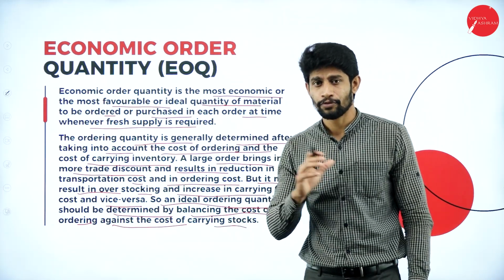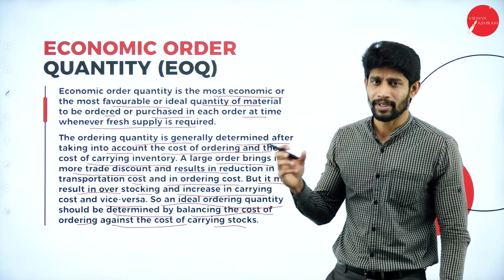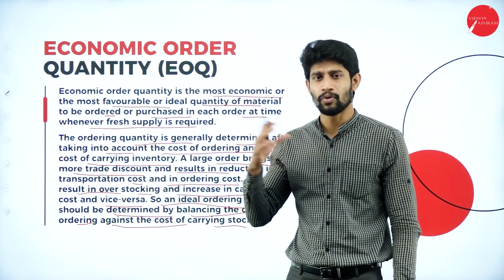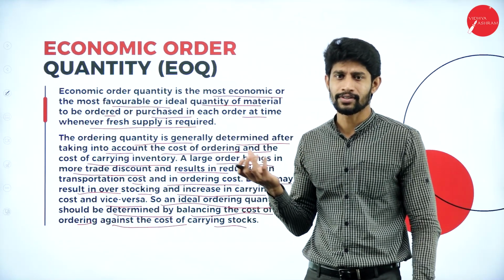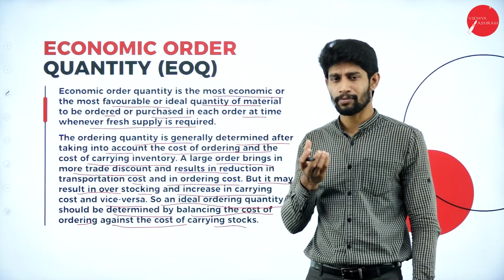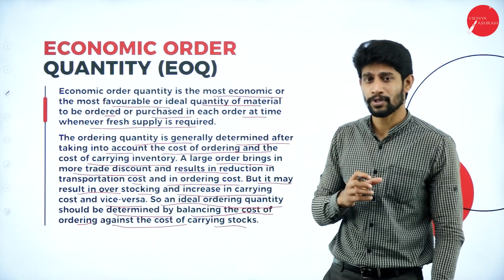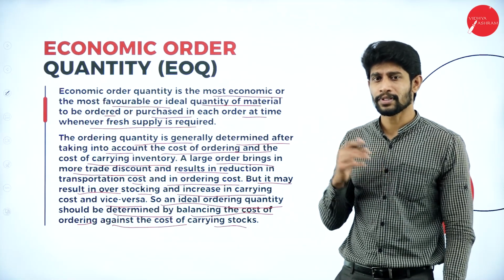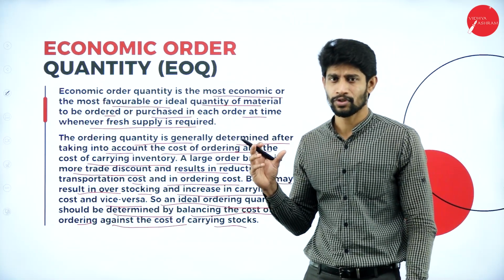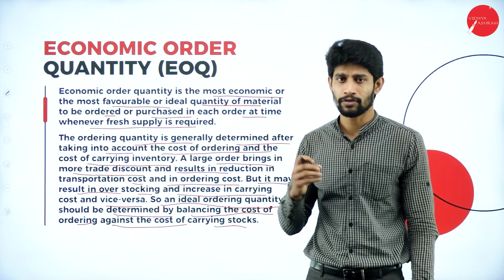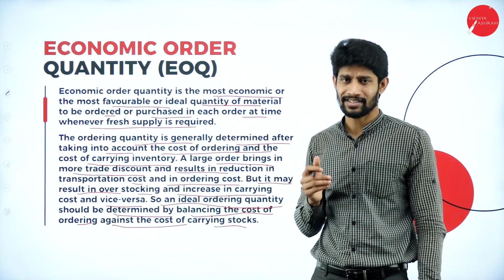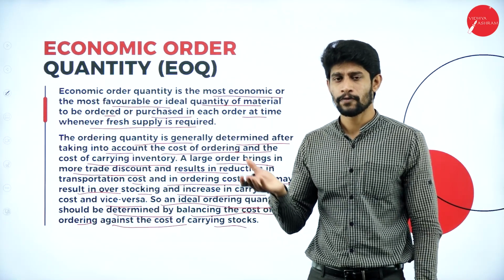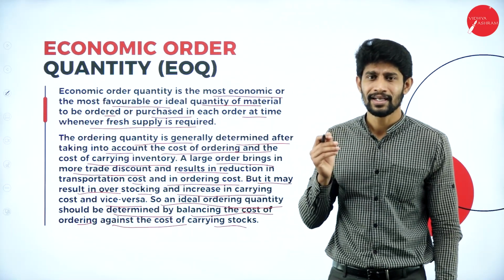So here, if you are ordering the products or the material for the business entity, if you order more, obviously you'll get more discount, and sometimes the transportation cost also will be reduced. Sometimes the transportation cost may increase because of more material, right? So based upon the situation, it fluctuates. If you're ordering more, you'll get more discount. If you're ordering less, you'll get less discount. And if you're ordering less, the transportation cost will be more. If you're ordering more, the transportation cost will be less.